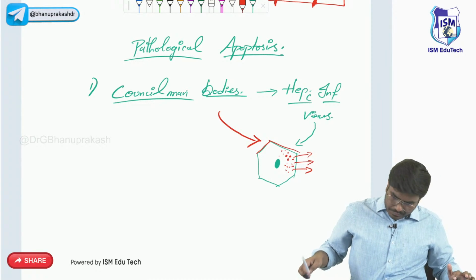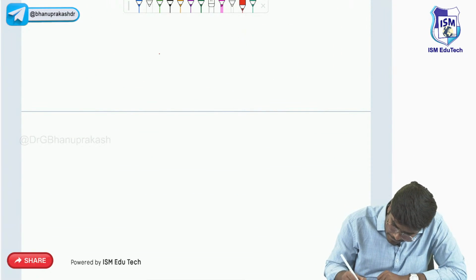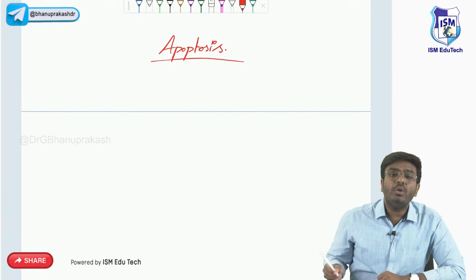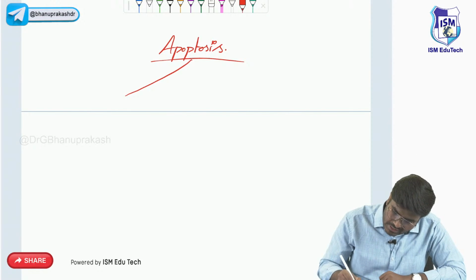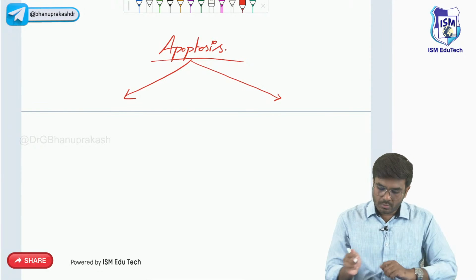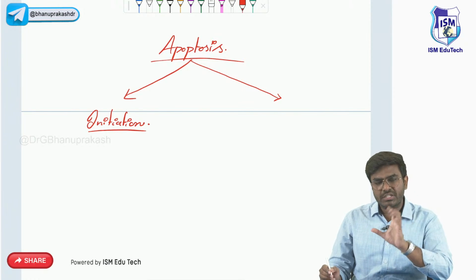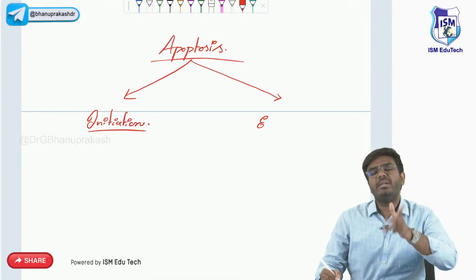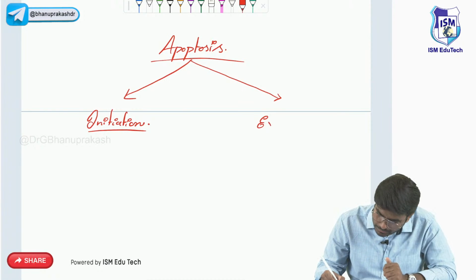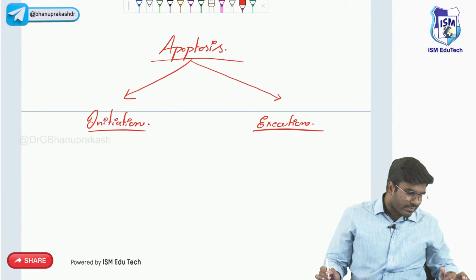Now, see here, let me divide apoptosis into steps. What are the two important steps of apoptosis? Apoptosis is mainly divided into two steps, guys. First, you have to initiate the process: initiation. Apoptosis is mainly divided into two events: initiation and execution. Execution means the final state.